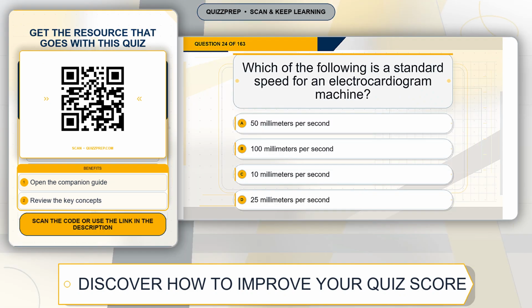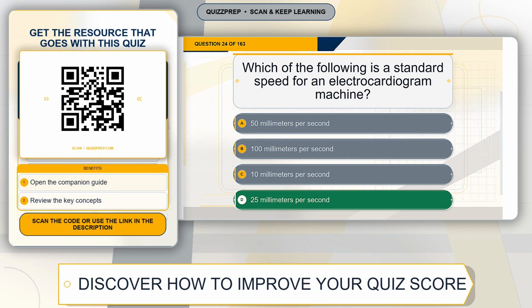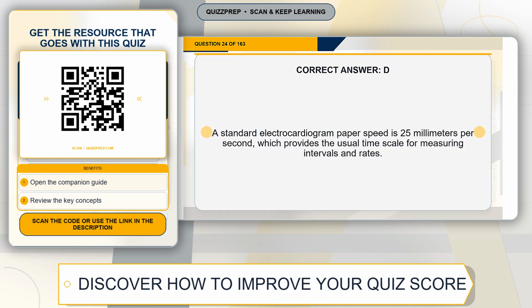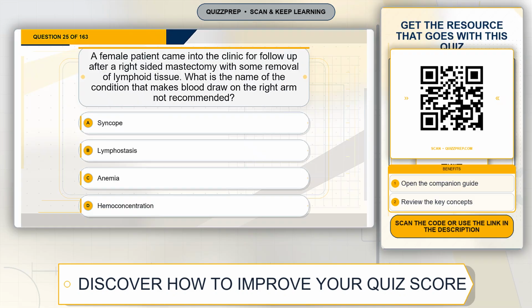Question 24. Which of the following is a standard speed for an electrocardiogram machine? Option A, 50 mm per second. Option B, 100 mm per second. Option C, 10 mm per second. Option D, 25 mm per second. The correct answer is option D, 25 mm per second. Explanation. A standard electrocardiogram paper speed is 25 mm per second, which provides the usual time scale for measuring intervals and rates.